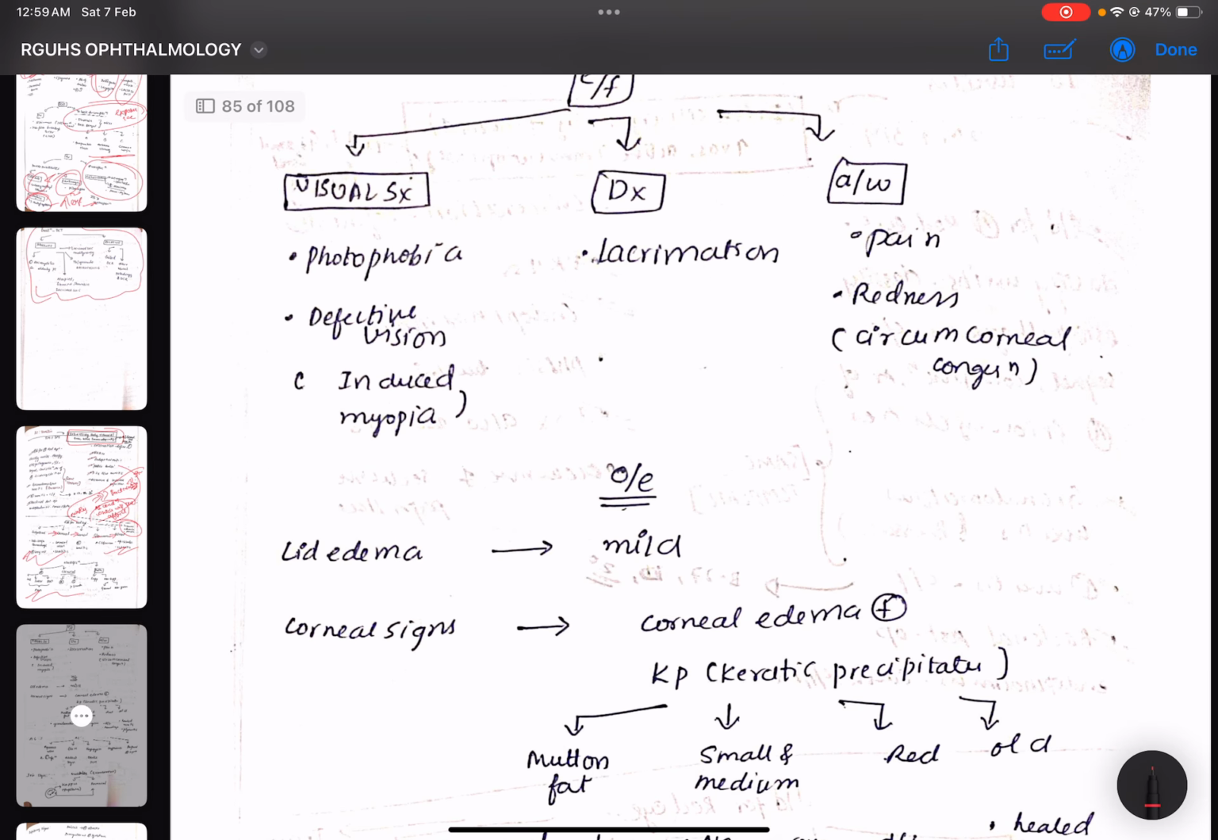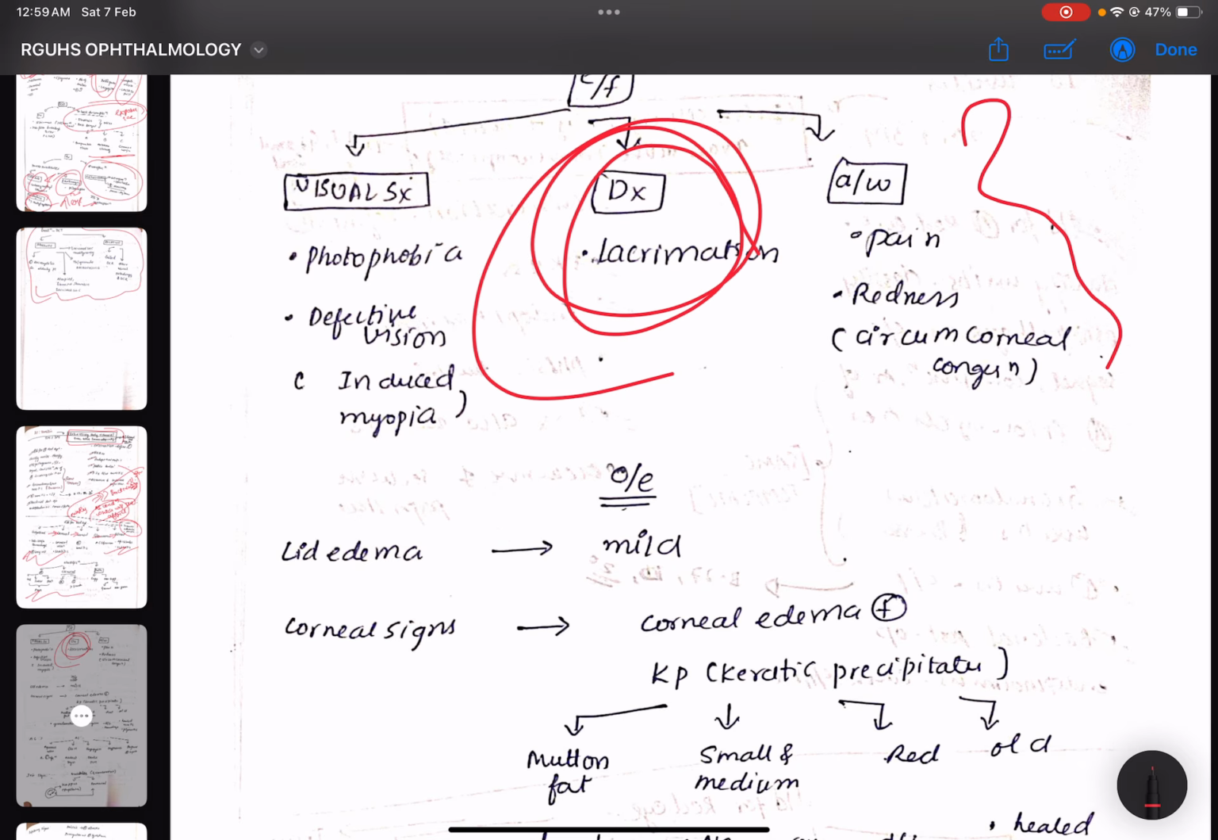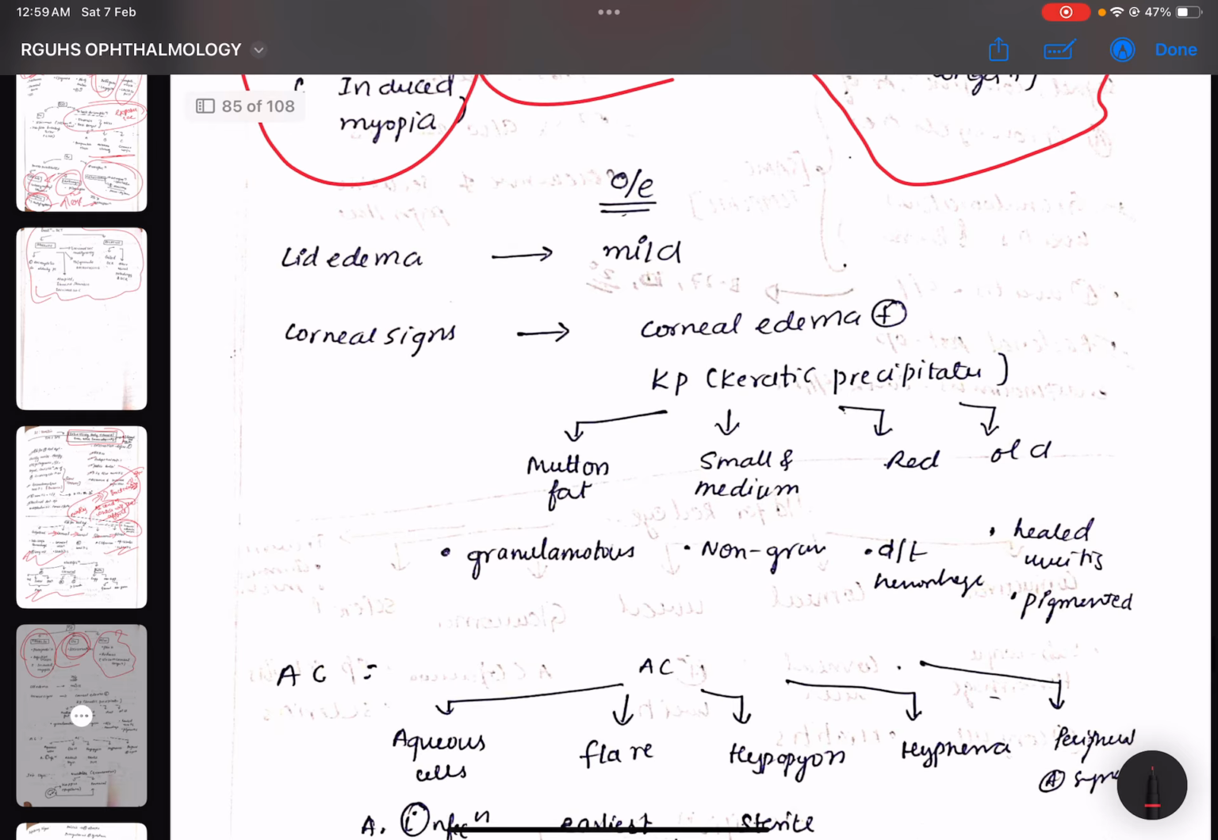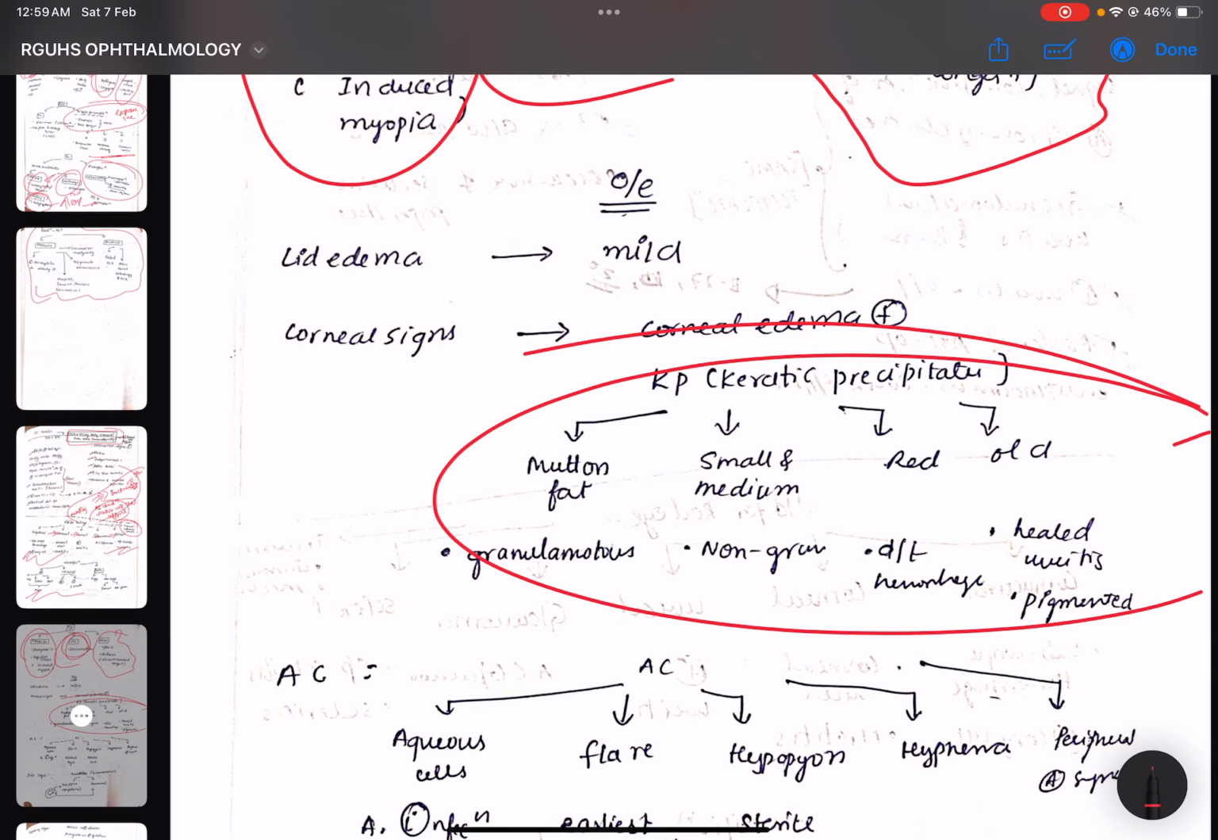Again, the important thing is, here you are having inflammation, so you have to write about lacrimation first. Again, it's an inflammation, and rubeosis is something which you can write. Visual symptoms are getting affected because the ciliary body holds the lens, so even visual fields can get affected. But the important thing which you have to write in and out is these things. Again, you have to write about all the keratic precipitates which can be seen. Mutton fat keratic precipitates in granulomatous disease, and in non-granulomatous disease you can have small or medium ones. Also if it's red, obviously due to hemorrhage. And also in old age disease, also something which you can write.